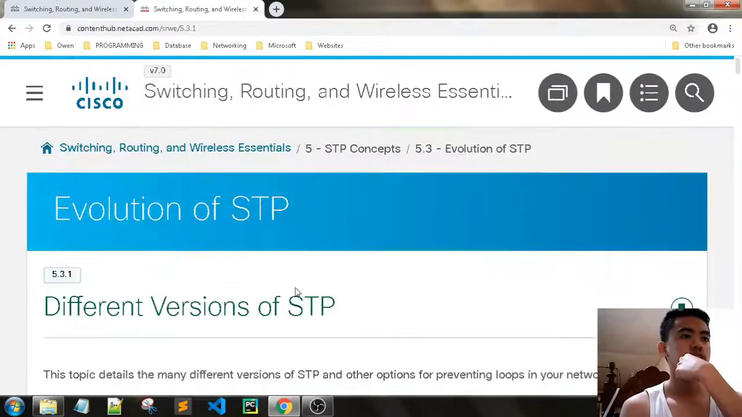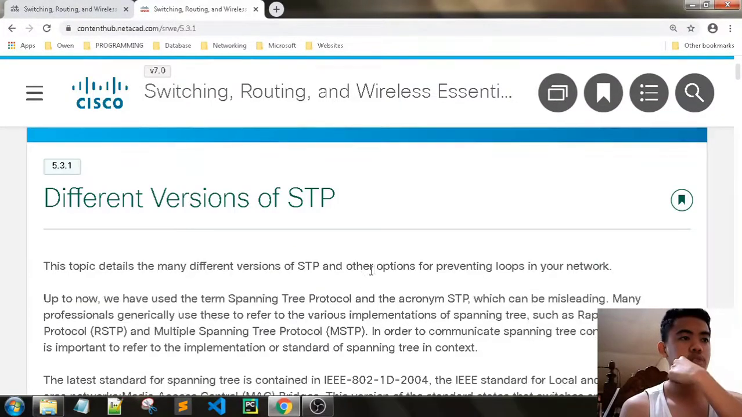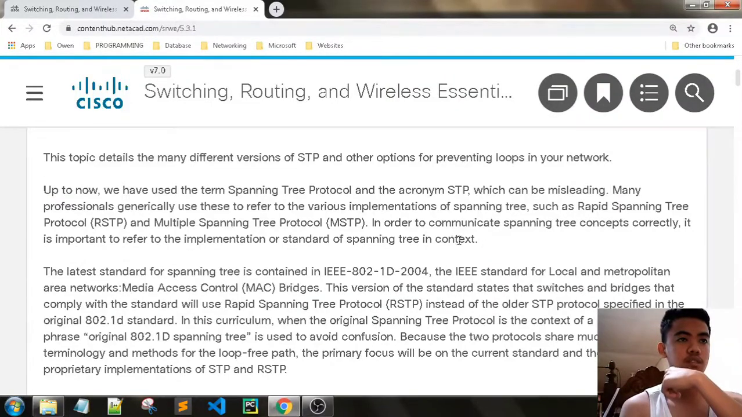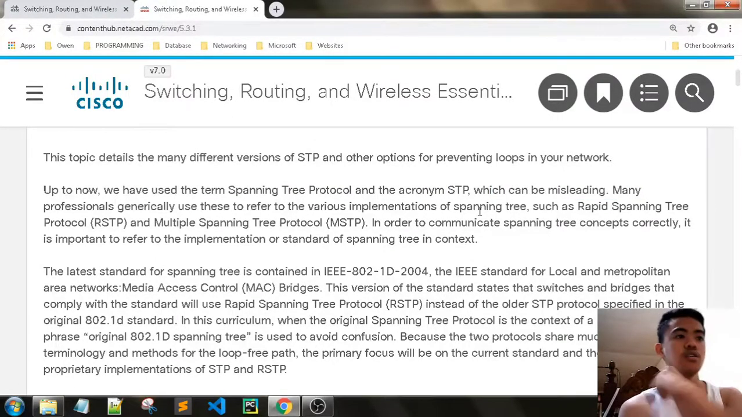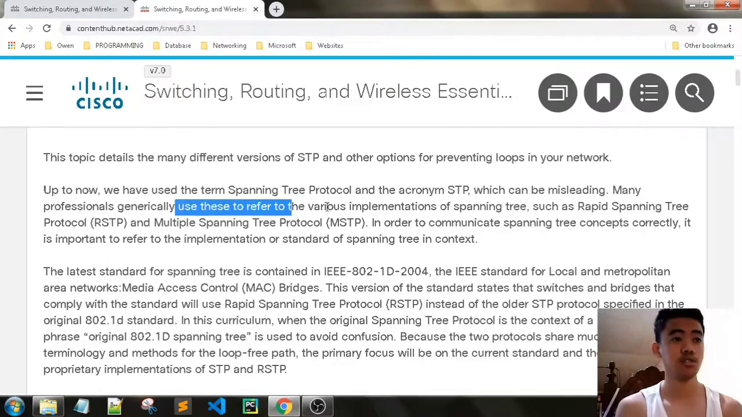For the last topic, the evolution of STP. We also have different versions of STP. Up to now we have used the term STP and the acronym STP, which can be misleading. Many professionals generally use this to refer to various implementations of STP. So we have RSTP, MSTP.